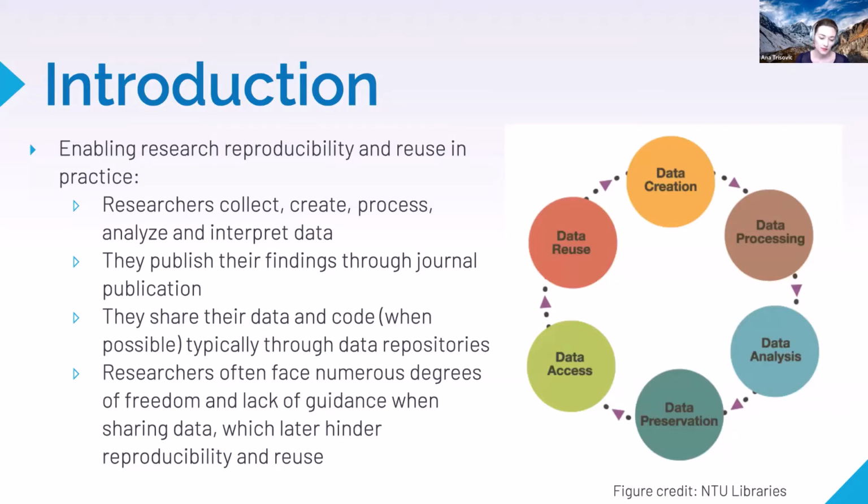So they can disseminate this data and code, typically through data repositories. In some journals, this is actually a requirement. However, researchers typically face a lot of problems when disseminating data and when needing to document their data and code, because there is a lack of guidance for different fields. This lack of guidance later hinders reproducibility and reuse.